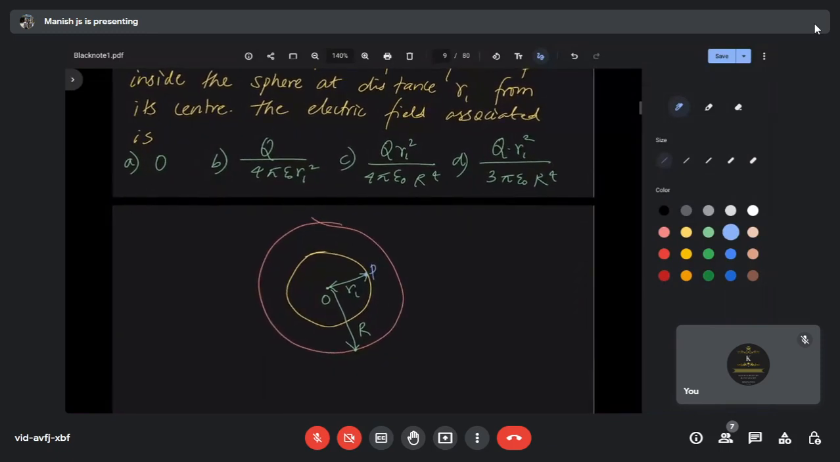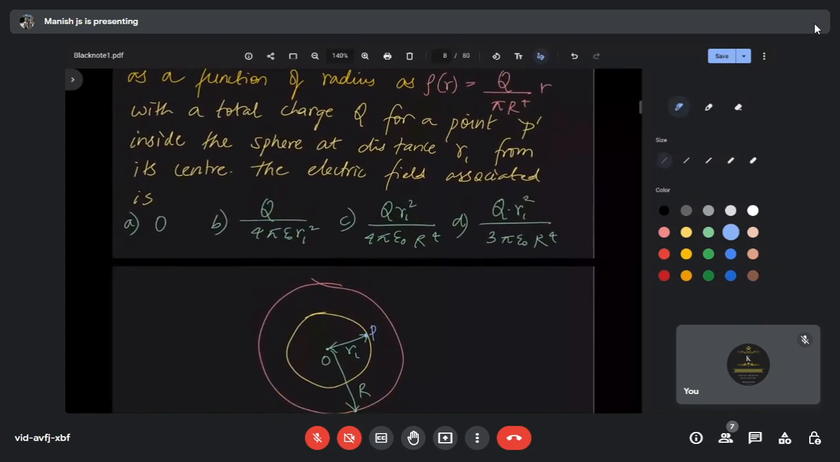So with respect to P is what you should calculate, not with respect to O. With respect to O, obviously it is zero, because by Gauss theorem we can say zero. So they are not asking with respect to O. With respect to P, you should find out. So what will you do in this case? Sir, we have to find the area. Area is equal to 4 pi r. Okay. So first tell me the Gauss theorem relationship.